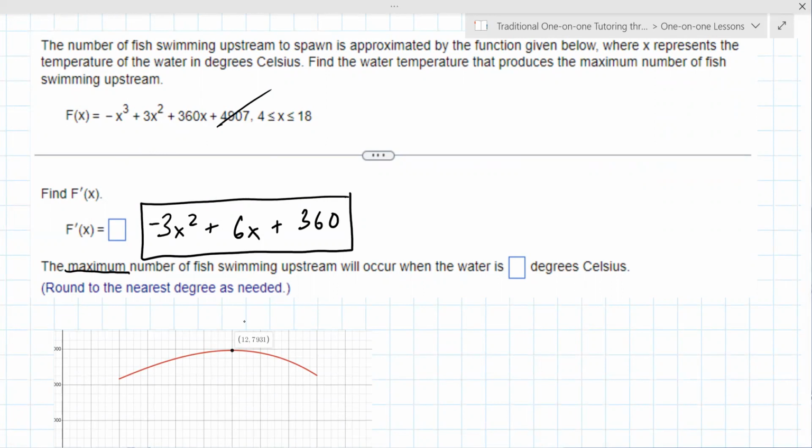So the number of fish is given by this. Now we're just looking to make sure X is the temperature. So it looks like X is 12. No modifications of it needed. It's not in something else. So just 12 degrees, just that X value. Okay. So sometimes they just ask for the X value.